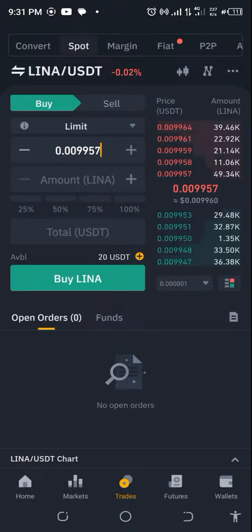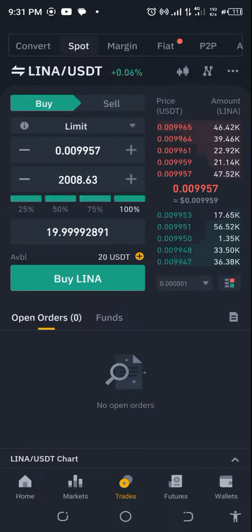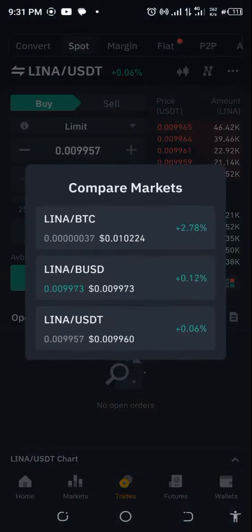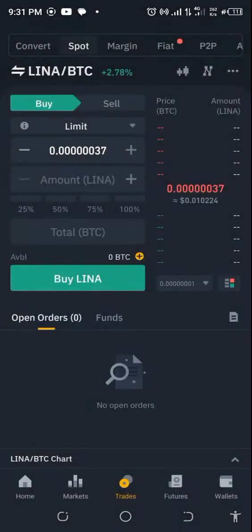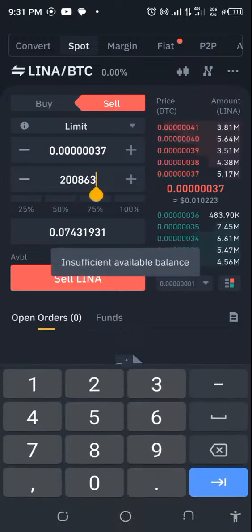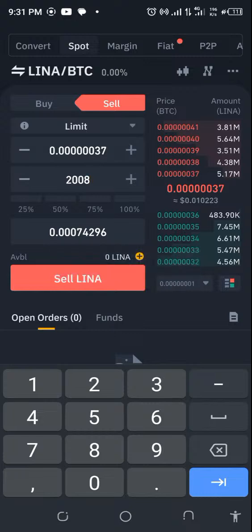All right, so we've got our usual $20. So what we have here is 2008.63. Let me copy that, and then I'll go over to BTC and try to see if I could sell this. Now remember, Lena doesn't recognize that decimal point, so what we have here now is 0.000742.